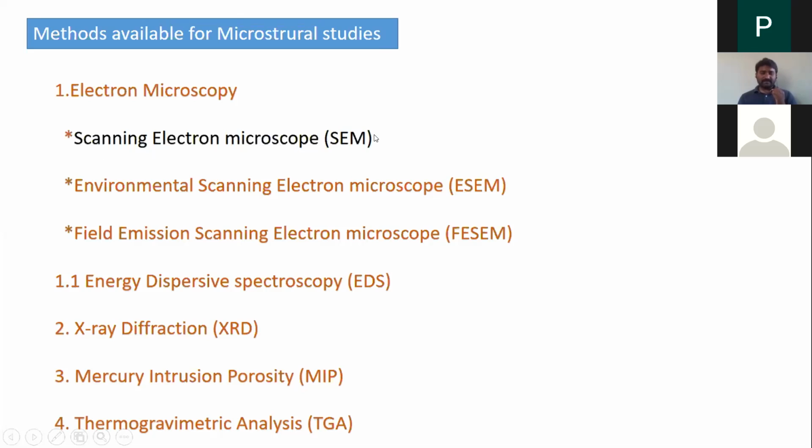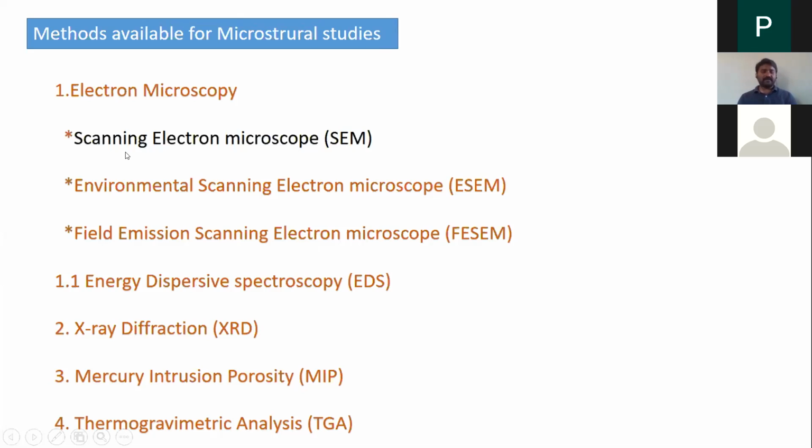SEM is the normal one that we use for hard materials. In environmental scanning electron microscope, even paste materials you can use, and field emission is one of the high resolution SEMs available. Okay, so these are the electron microscopies available, and I have used scanning electron microscopy for my studies.